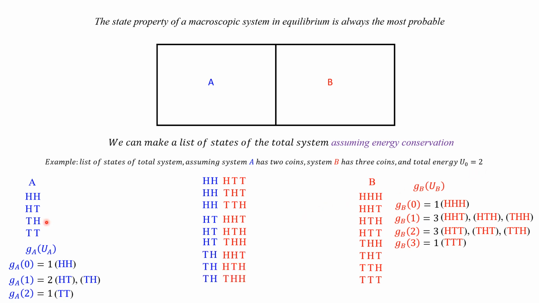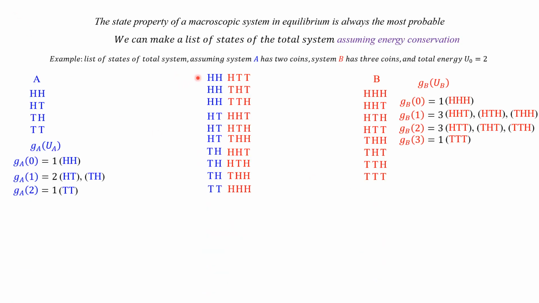As for the state TH, it also has 1 unit of energy, so it can combine with the same states of system B that were combined with the state HT. So these are the states of the total system formed by combinations of state TH with states of system B. And finally, the state TT can only combine with this state of system B because the state TT has 2 units of energy, and this is the only state of system B having 0 units of energy. Okay, so now we have the list of states of the total system having 2 units of energy.